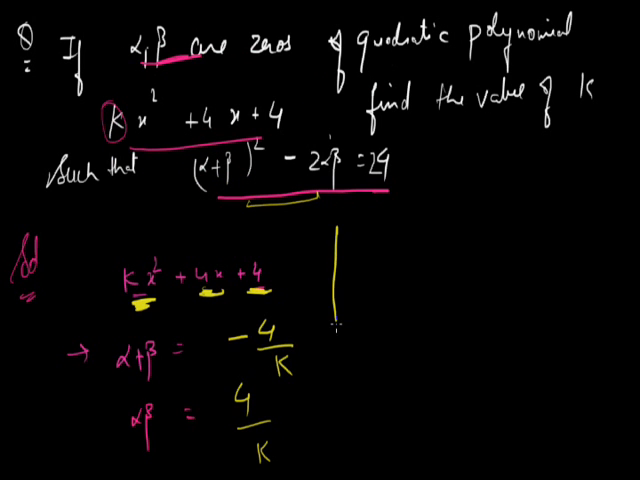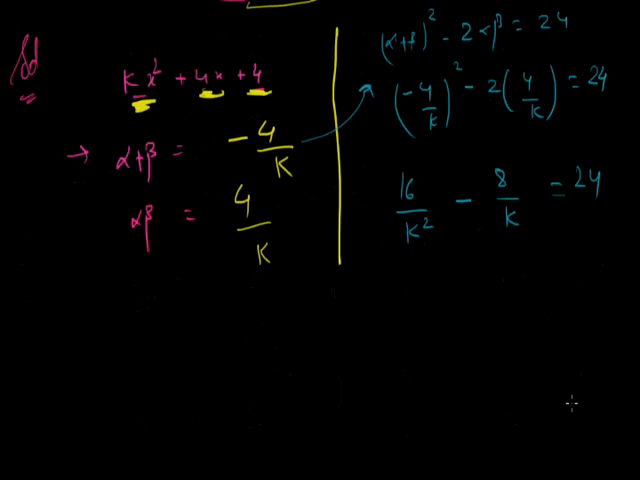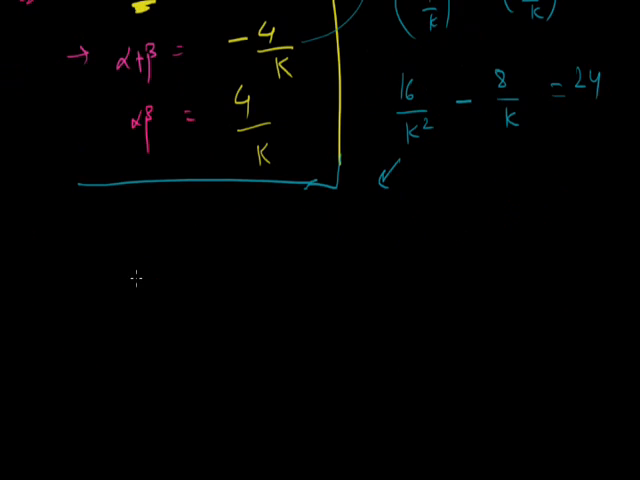Now let's apply here: alpha plus beta whole square minus 2 alpha beta is 24. Let's put the values here: minus 4 upon k whole square minus 2 times 4 upon k is 24. We got an equation here. Now let's try to solve it. Minus 4 upon k whole square is 16 upon k square, minus 8 upon k is equal to 24. Let's take the LCM and simplify this problem.